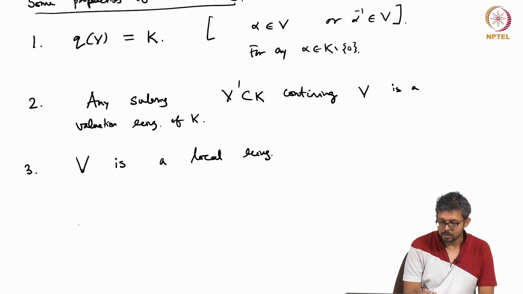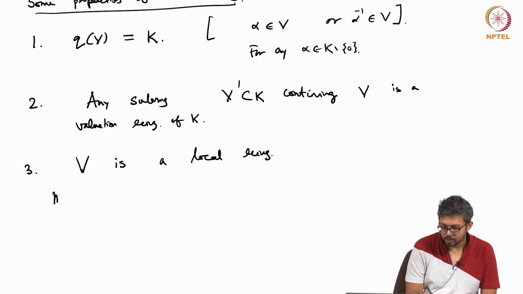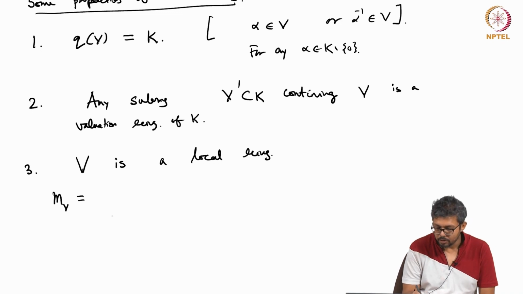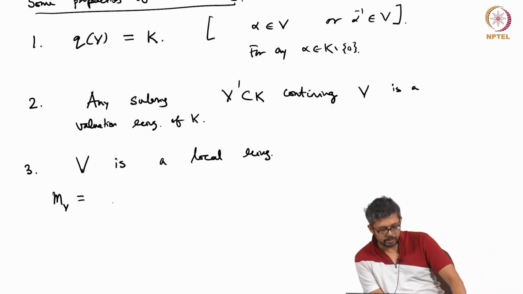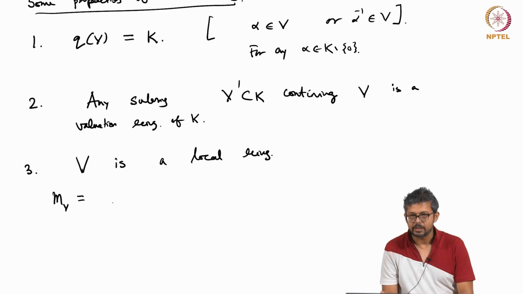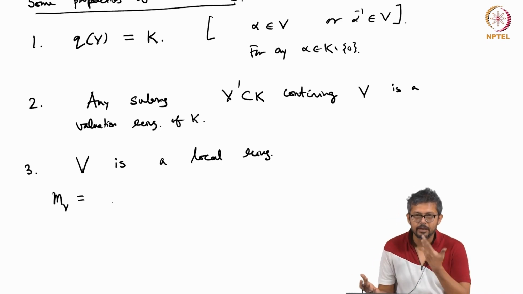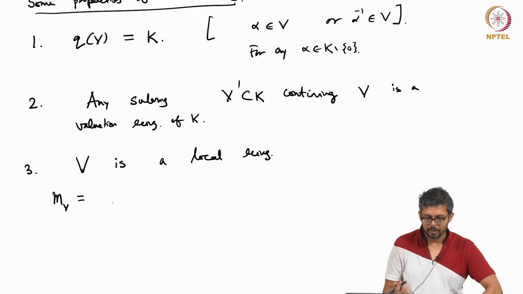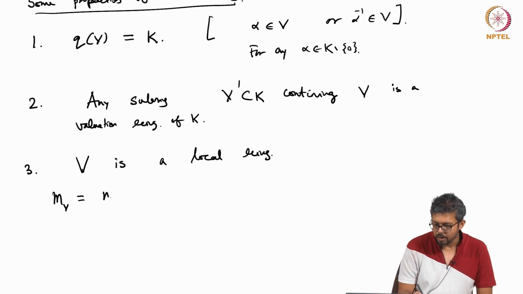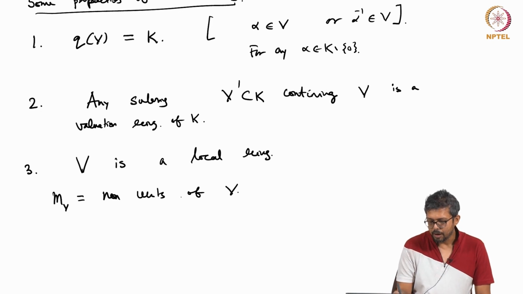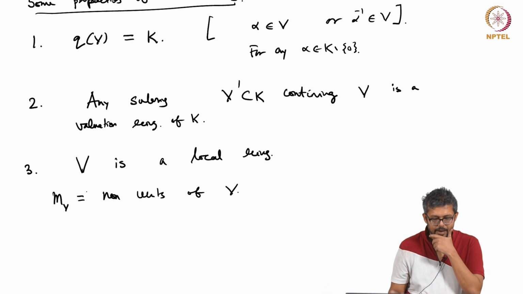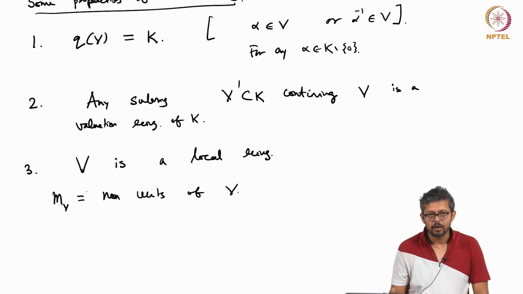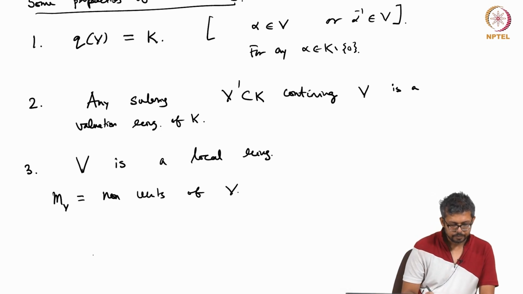So, this requires a little proof. So, let us look at it. So, consider MV, these are the non-units. So, how do you prove local ring? Local ring means there is a unique maximal ideal, and outside that maximal ideal everything is a unit, right, because it has only one maximal ideal. So, you consider all the non-units of V. If I prove this is an ideal, it has to be a maximal ideal because you are considering all the non-units. So, that will show that V is a local ring. So, how do you prove that?